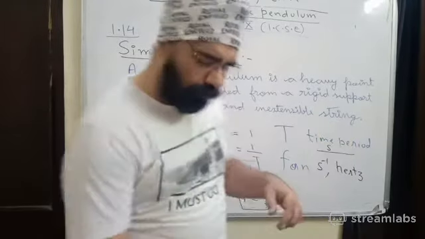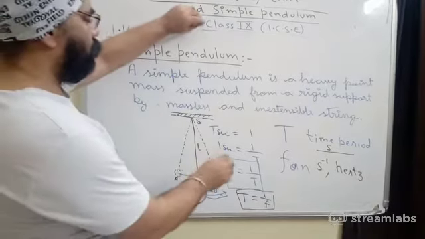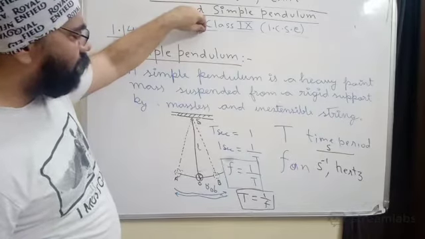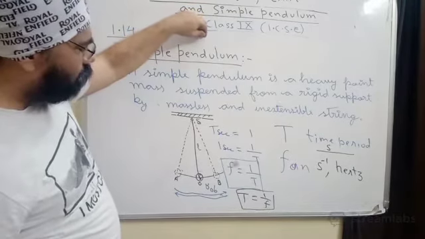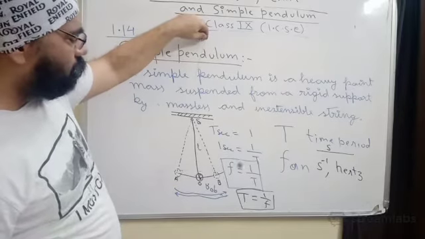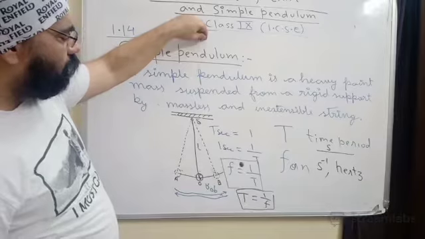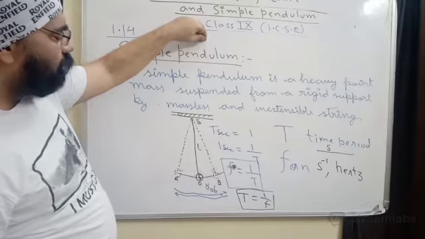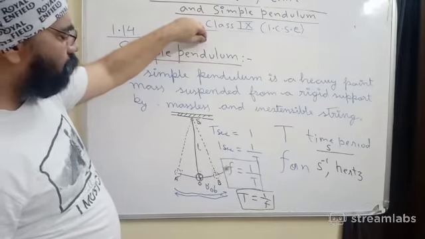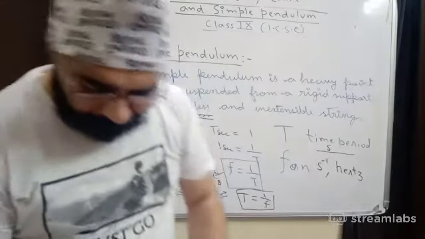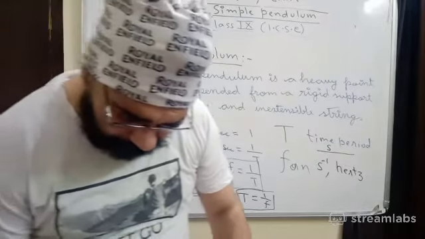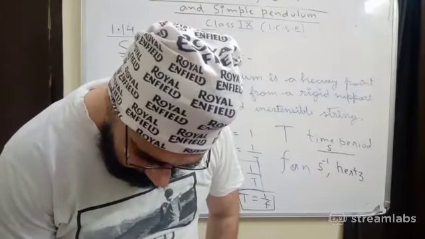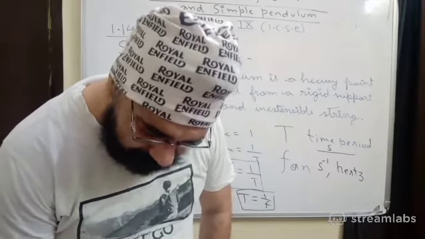Suppose I started and I now switch on my stopwatch and I'm noting the time. Now 1, 2, 3, 4, 5, 6, 7, 8, 9, and 10. I stopped my stopwatch, and now let me check the time. I see that for 10 oscillations, it took 24 seconds.